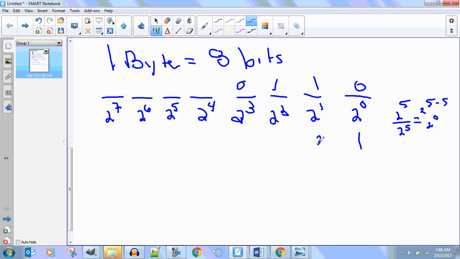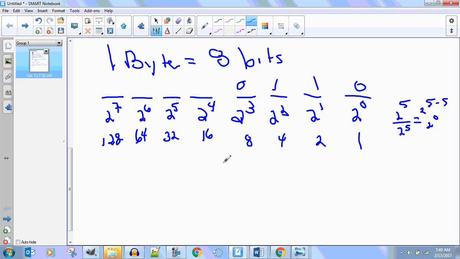This is 2 to the first power. 2 to the second power is 4. 2 to the third power is 8. 2 to the fourth power is 16. 2 to the fifth power is 32. 2 to the sixth power is 64. 2 to the seventh power is 128. Okay. Do you guys see it? And those are all binary numbers. Those are those binary numbers I just showed you. Okay. How many people have this written down?